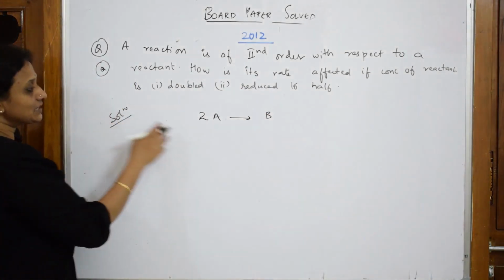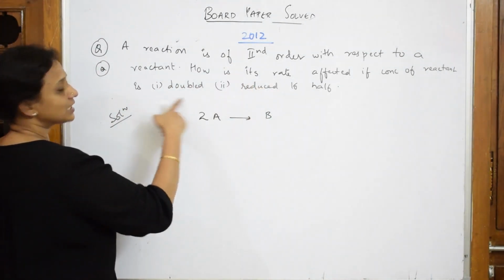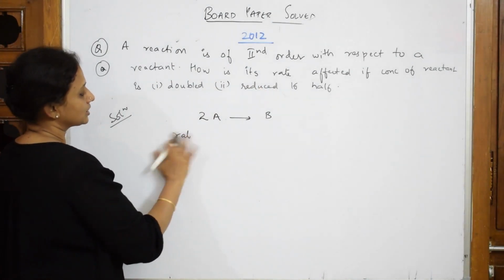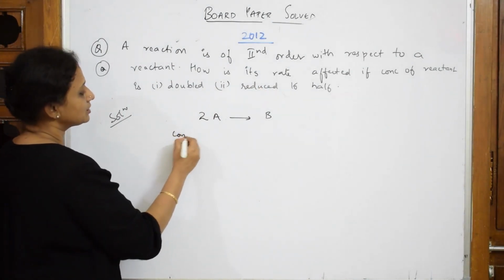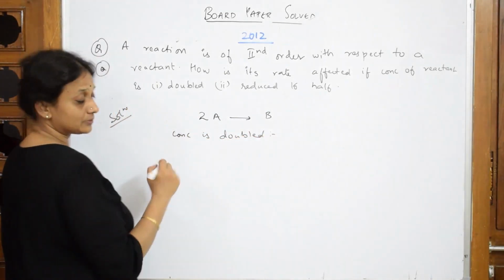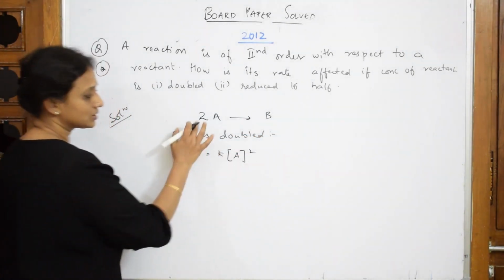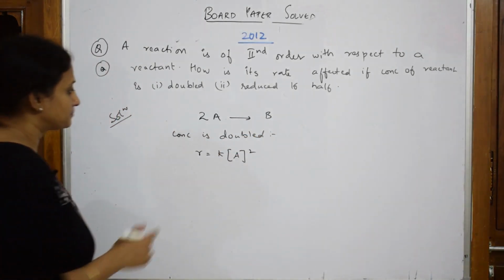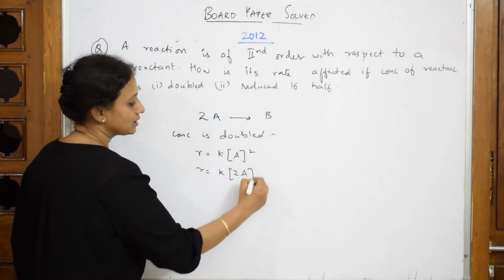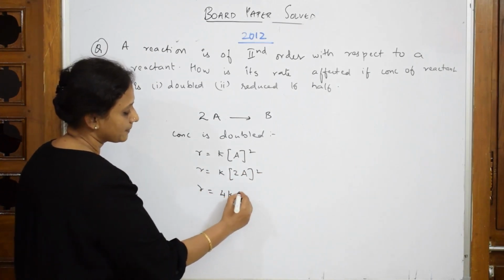Done. For this particular thing, what did they say now? How is the rate affected when the concentration of the reactant is doubled? Concentration is doubled, right? I have to use this condition now. So write the rate of this reaction. Rate is equal to K A raised to the power of 2, because it is a second order kinetics. Now they said it is doubled. So rate is equal to K (2A) square. Indirectly, rate is equal to 4K A square.